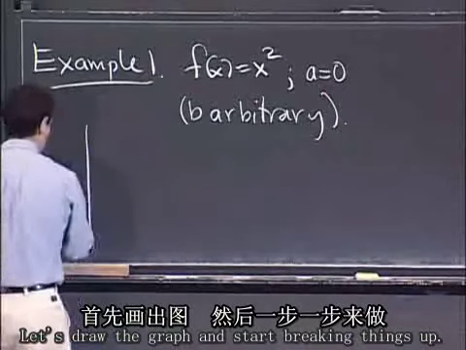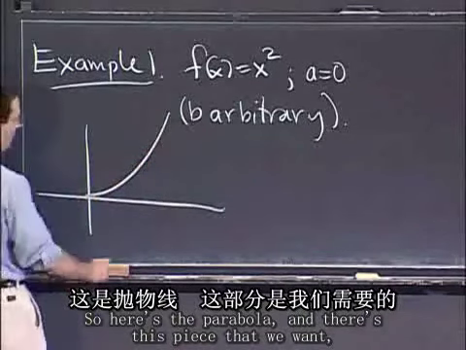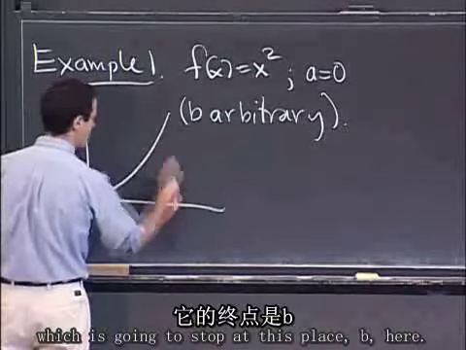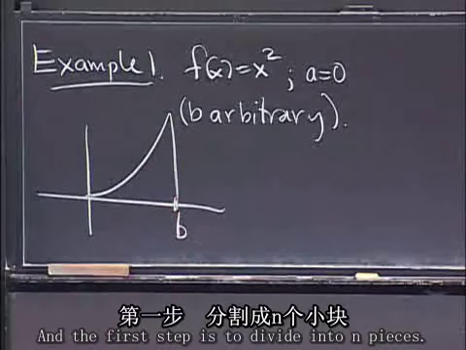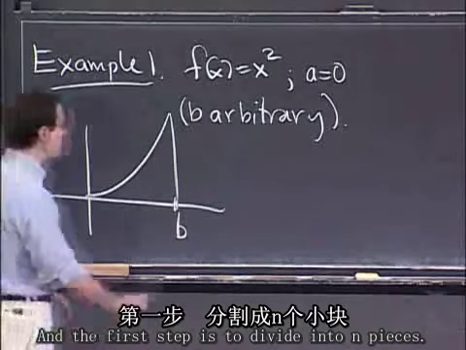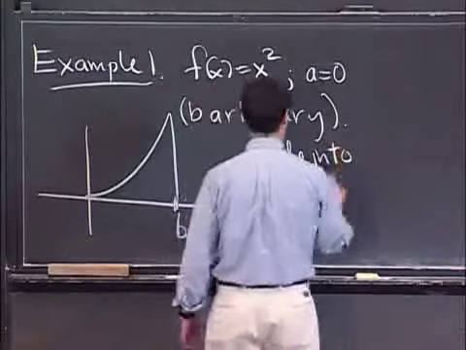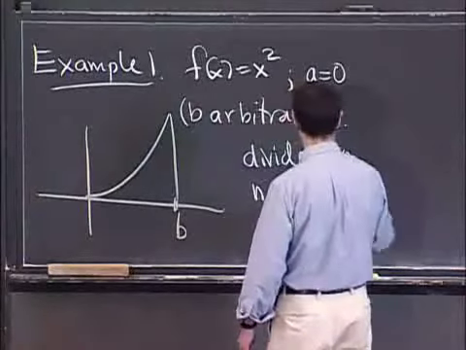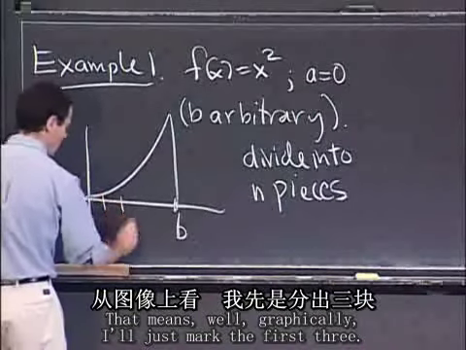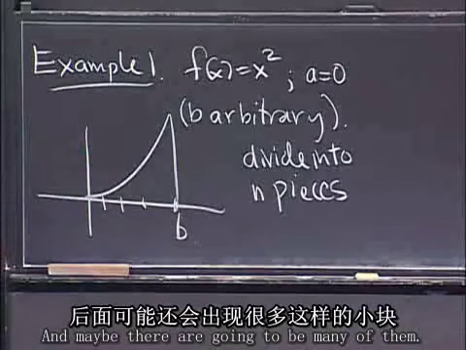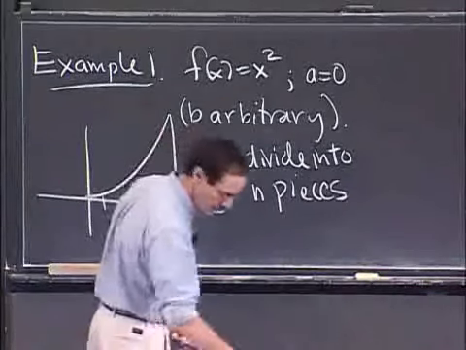Let's draw the graph and start breaking things up. So here's the parabola, and there's this piece that we want, which is going to stop at this place B here. And the first step is to divide into n pieces. That means, well, graphically, I'll just mark the first 3, and maybe there are going to be many of them. And then I'll draw some rectangles here.